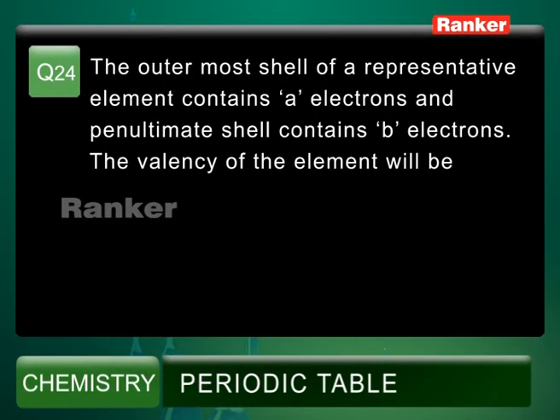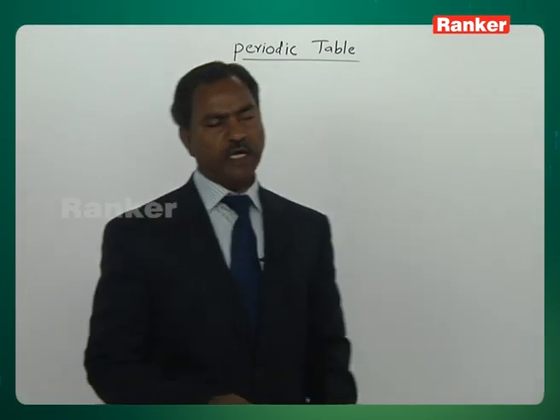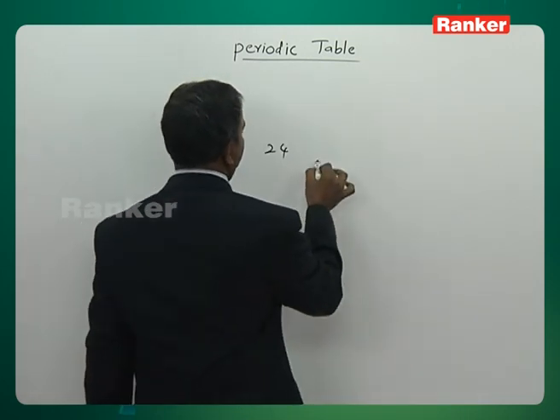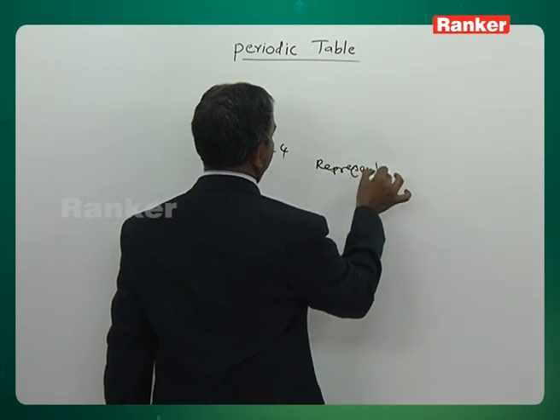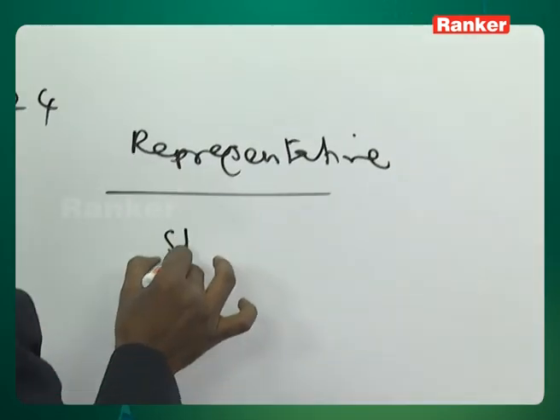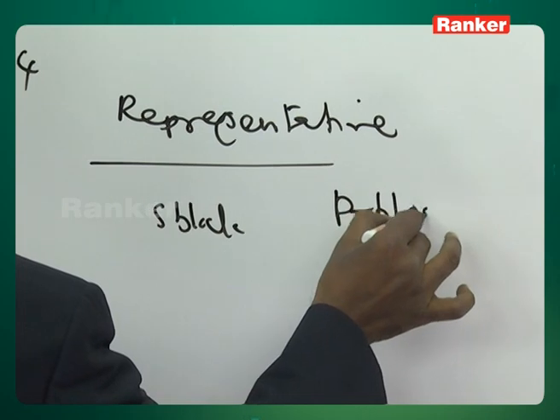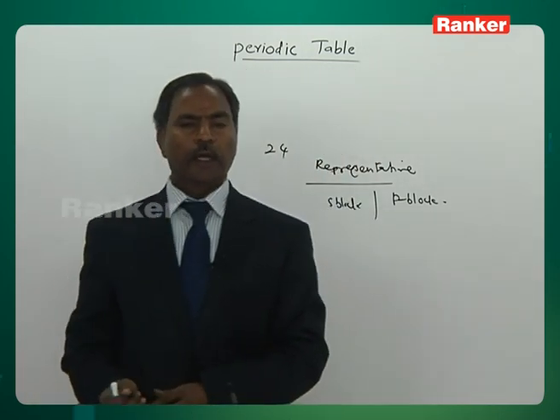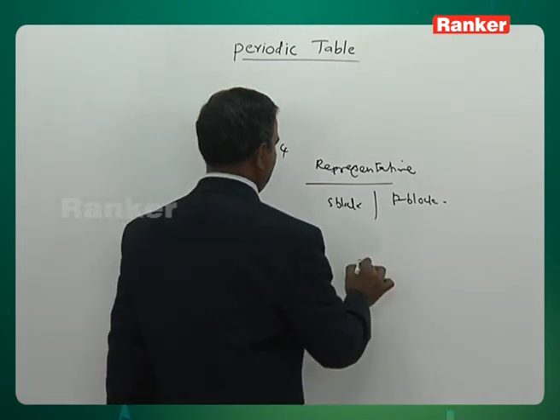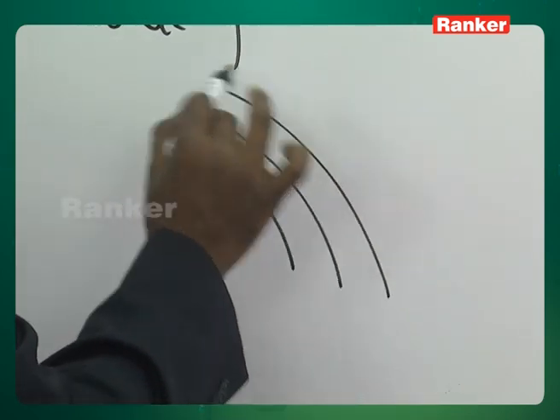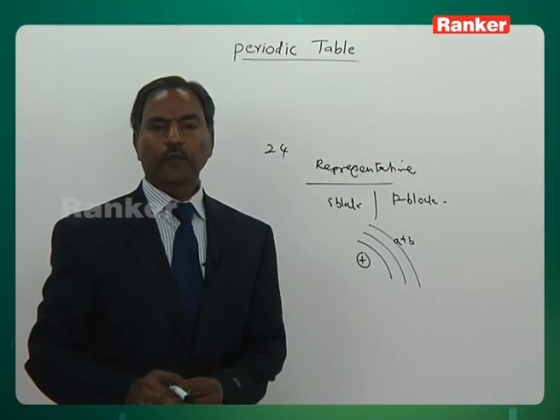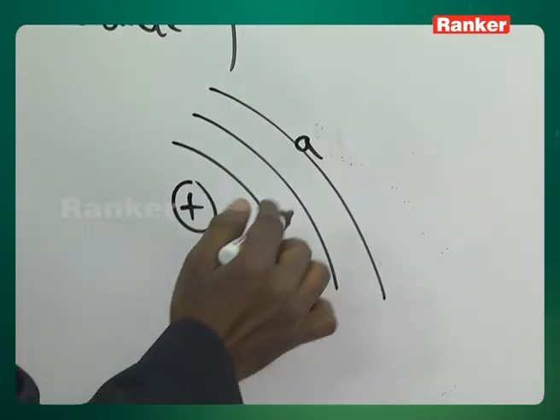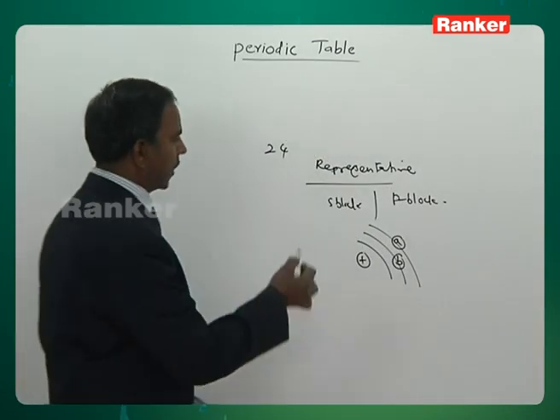Question number 24, the outermost shell of a representative element contains A electrons and the penultimate shell contains B electrons. The valency of the element will be? A representative element may be an s block or a p block element. Let us write the first shell, second shell, third shell. The outermost electrons are A electrons and the penultimate shell is carrying B electrons. This is only for representative elements.